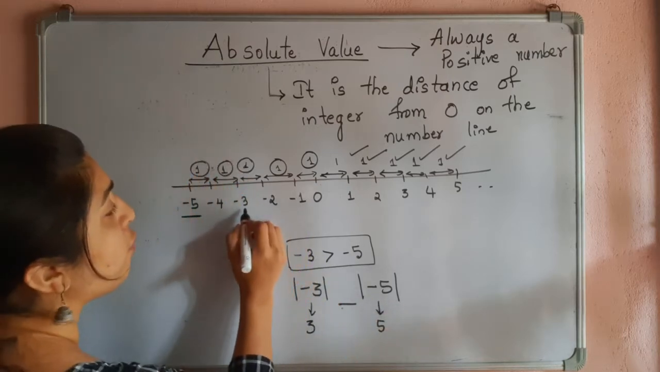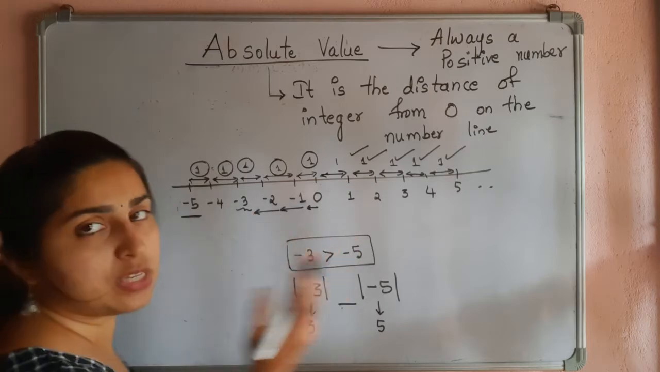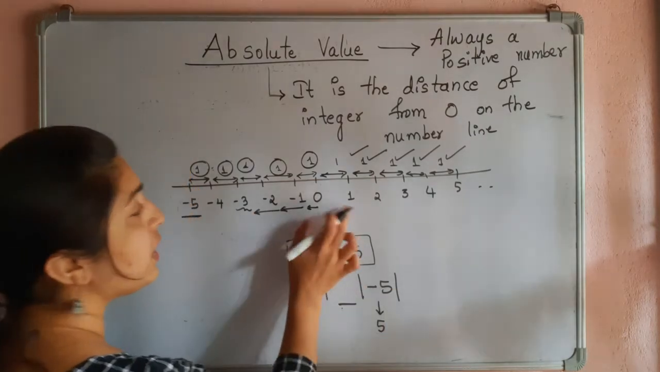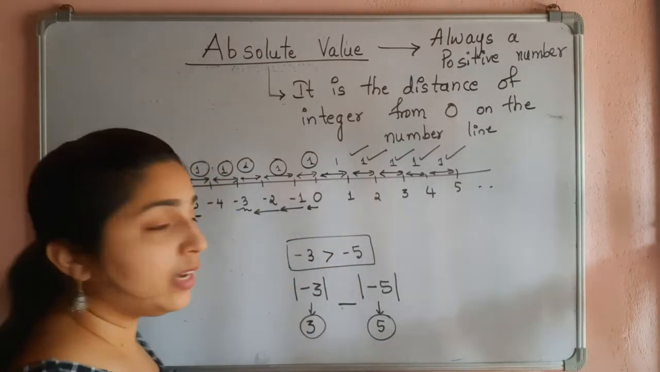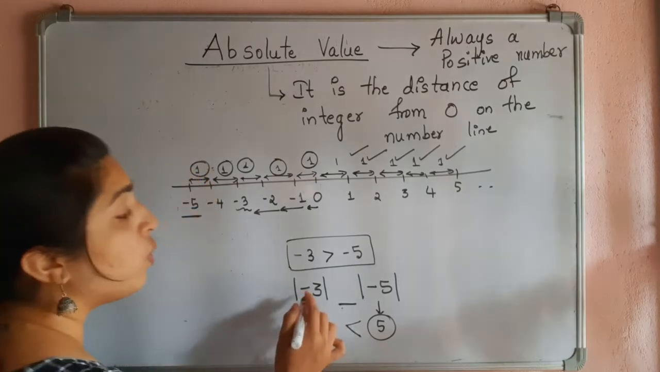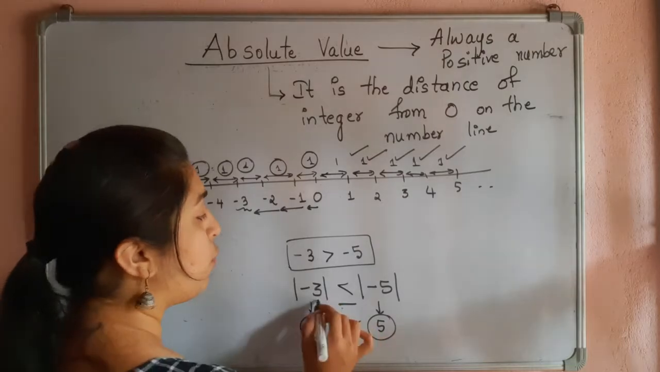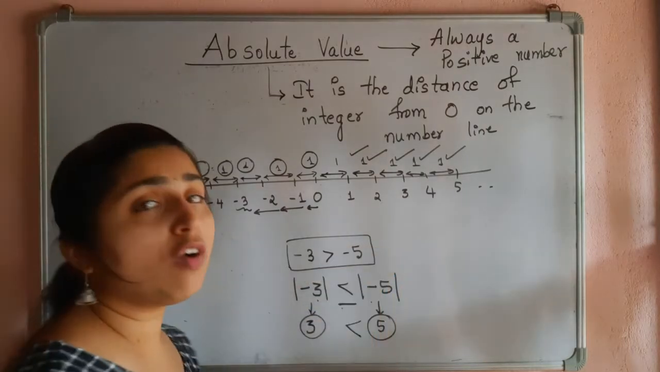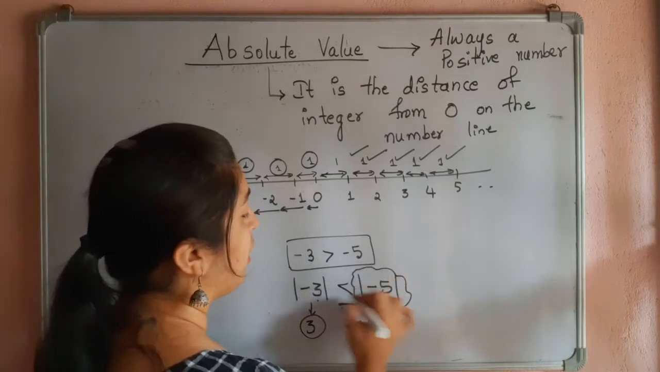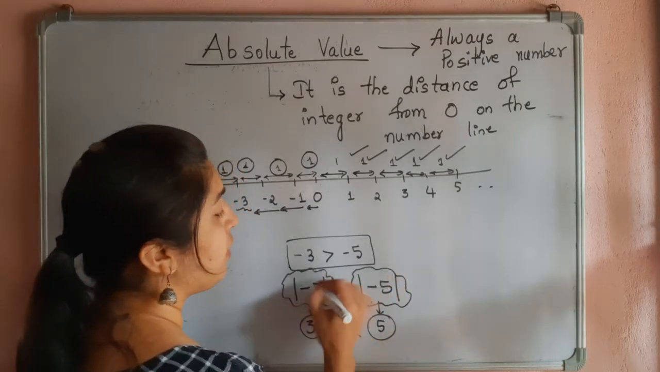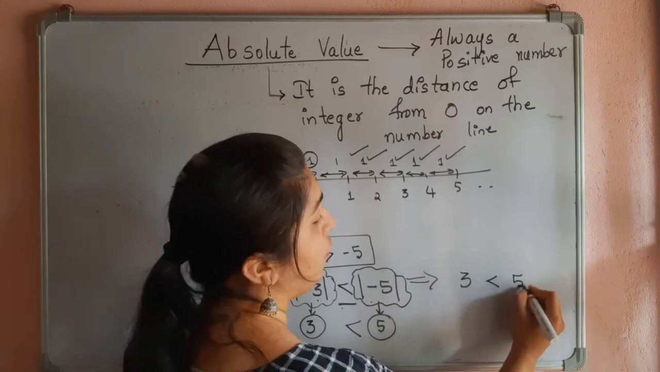5. Because for mod of minus 3, what is the distance? 1 unit, 2 units, 3 units from 0. Mod of minus 5 is 5 units from 0. So 5 is greater than 3, right? So mod of minus 3 is less than mod of minus 5. Why? Because mod gives you a positive number. This is equivalent to 3 less than 5.